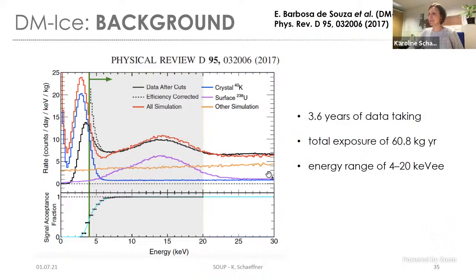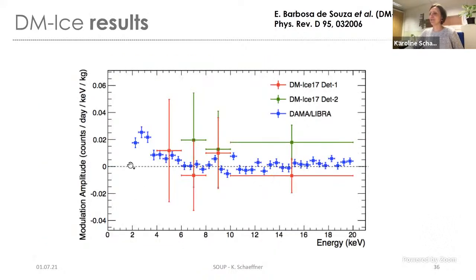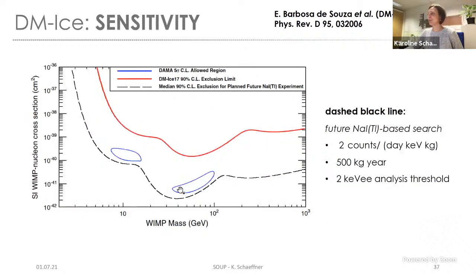With this data, if you do the modulation amplitude, you see Dharma again in blue, and these are the 2 detectors they have, green and red. You see that they cannot do too much in giving a hint whether they confirm or reject what Dharma sees. They also plan to upgrade that, but I don't have more information than this on that topic.